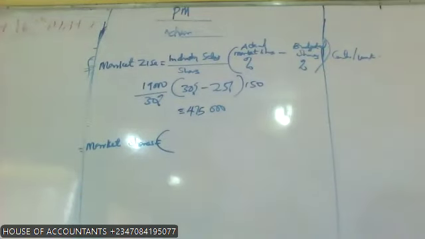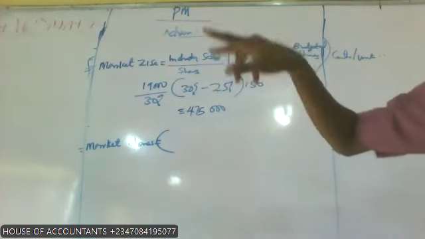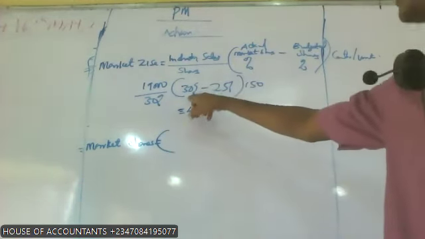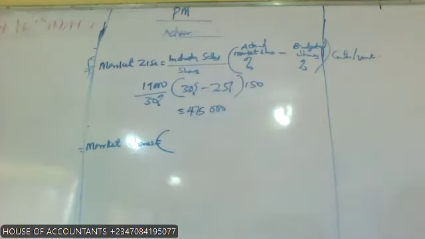Adverse or favorable. Your focus is always where you are comparing. It's where you are comparing the actual shares to what? To budgeted. Because this is budgeted. So it means this is a what? Favorable or adverse? It's adverse. I mean, it's favorable.